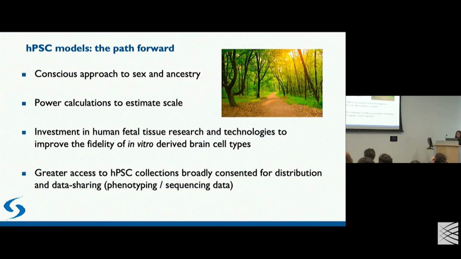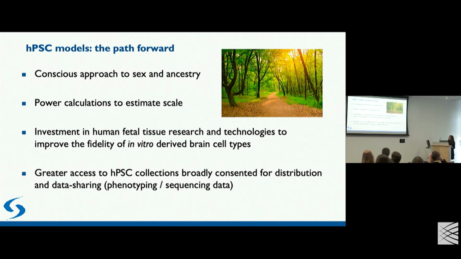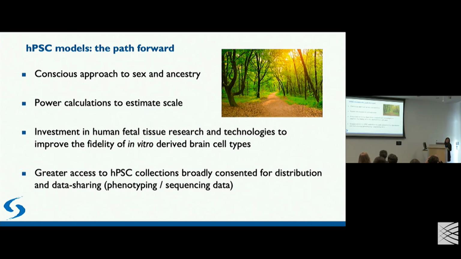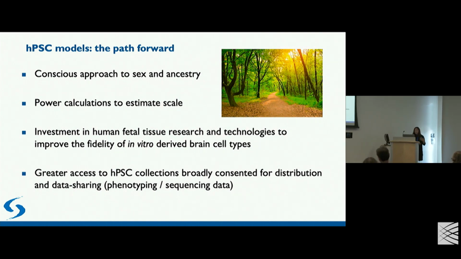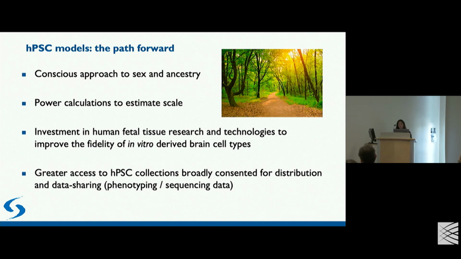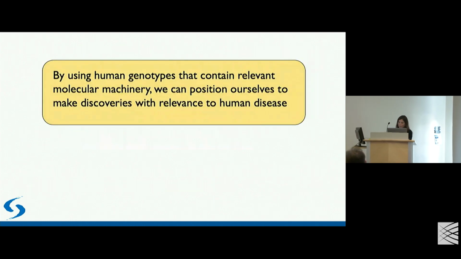So looking forward, we would like to advocate for a conscious approach to sex and ancestry in human pluripotent stem cell studies, for power calculations to estimate scale and lead to reproducible and reliable results, and finally for the investment in human fetal tissue research and technologies to improve the fidelity of these in vitro derived cell types, as well as for greater access to human pluripotent stem cell collections that are broadly consented for distribution and data sharing, such as phenotyping and sequencing data.